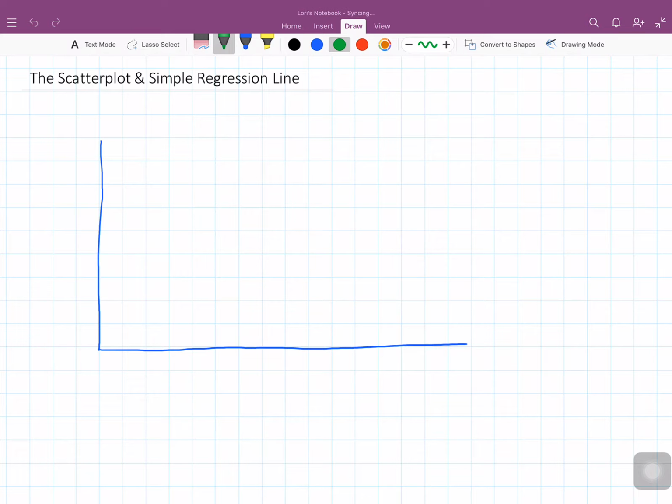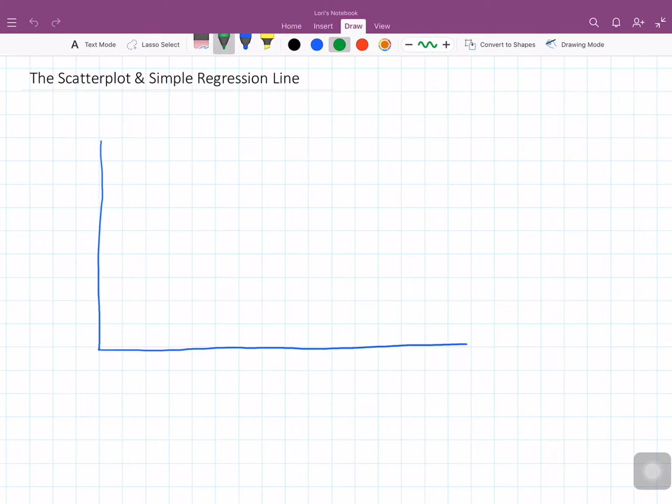Hello and welcome to this discussion about scatterplots and simple regression lines. In this video we'll be talking a little bit about scatterplots and how they're made, as well as the regression line that is created from that scatterplot and how to interpret both the slope and the intercept.